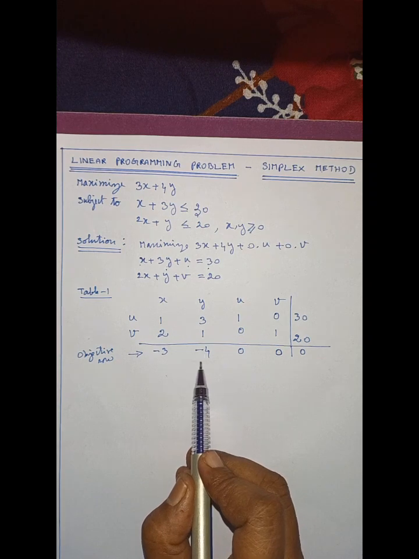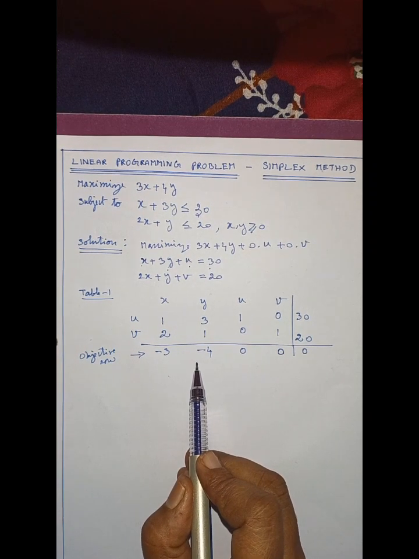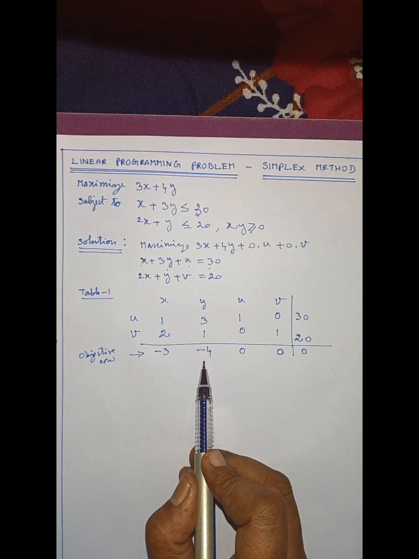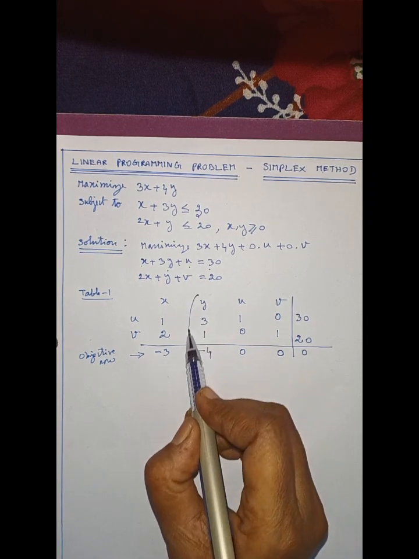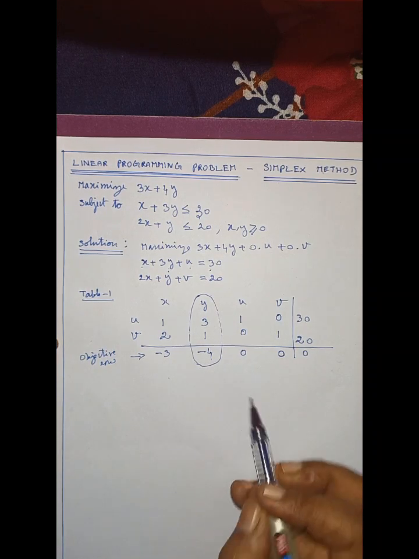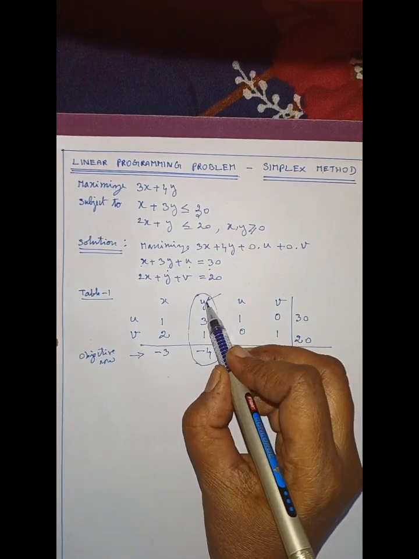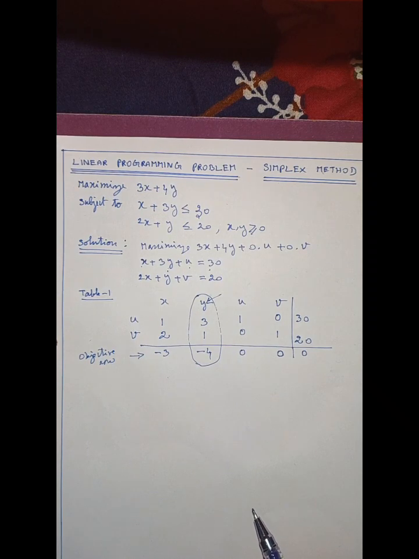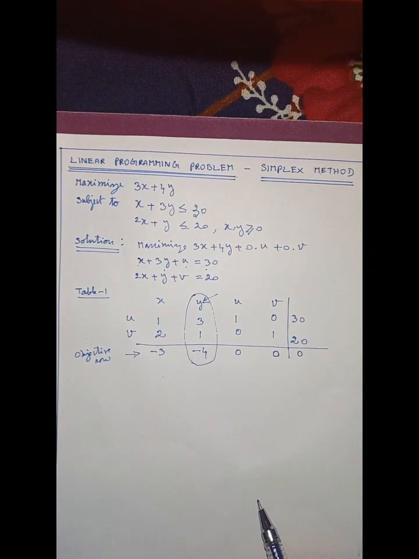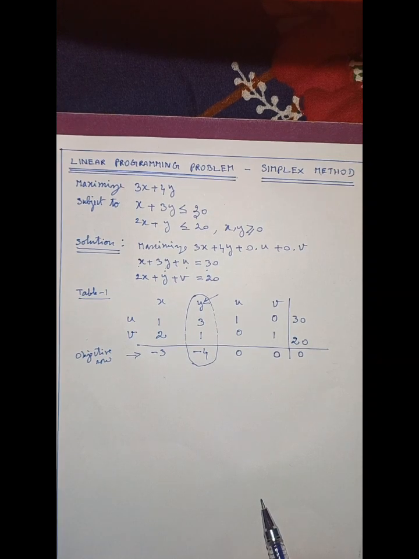So the very first, the most negative value which is available in the objective row is -4. So this column is going to be the pivot column, and the corresponding variable y is going to be the entering variable. Now in the next step, we have to identify the pivot row for finding out the departing variable.